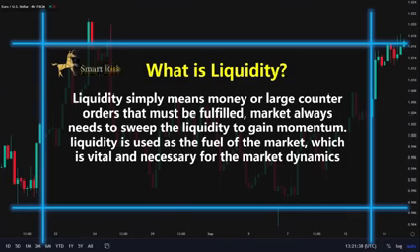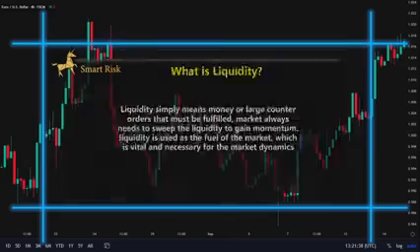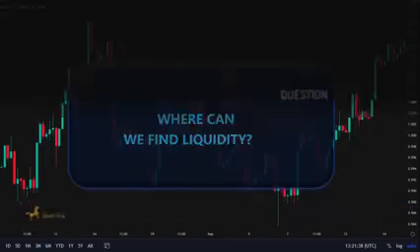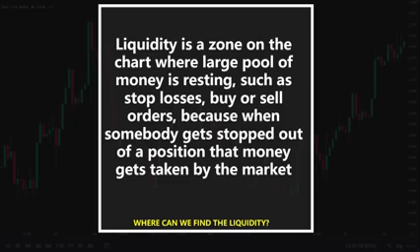Liquidity simply means money or large counter orders that must be fulfilled. The market always needs to sweep the liquidity to gain momentum. In other words, liquidity is used as the fuel of the market, which is vital and necessary for market dynamics. So, where can we find the liquidity? Liquidity is a zone on the chart where a large pool of money is resting, such as stop losses and buy or sell orders, because when somebody gets stopped out of a position, that money gets taken by the market.